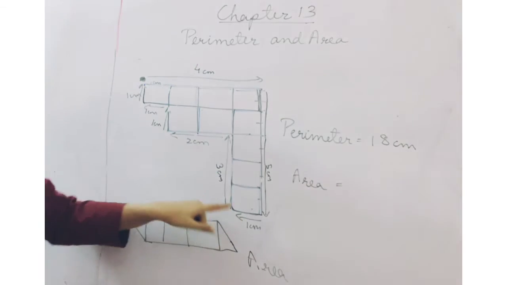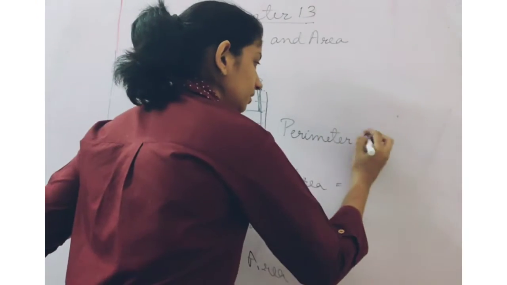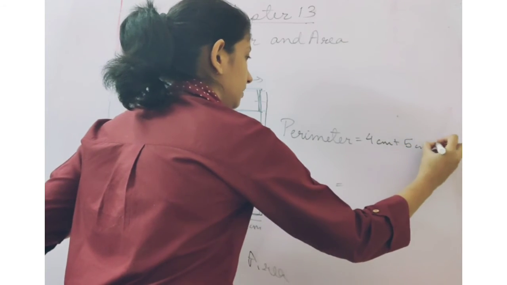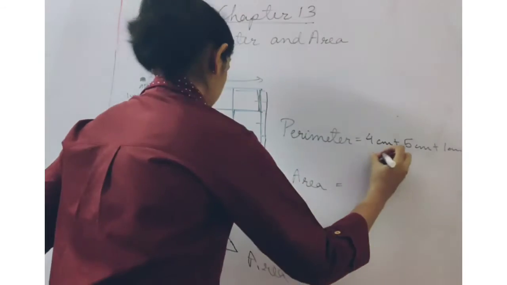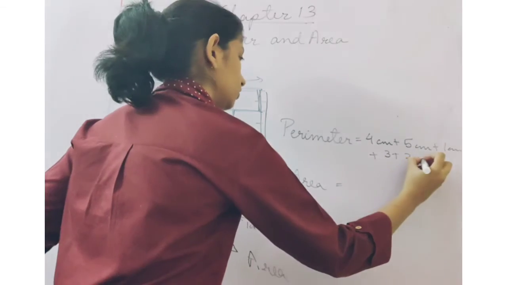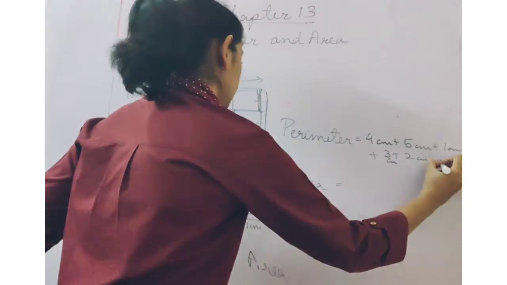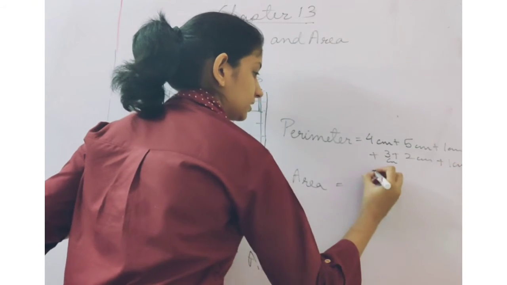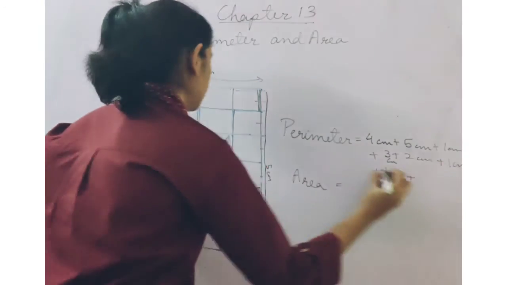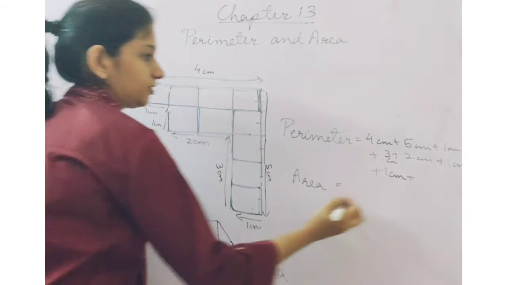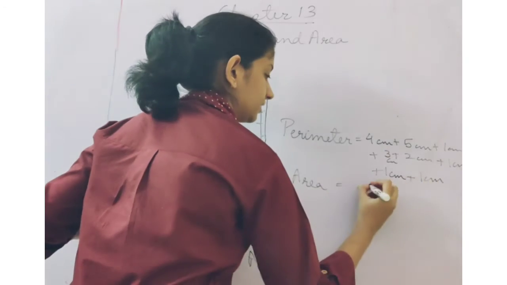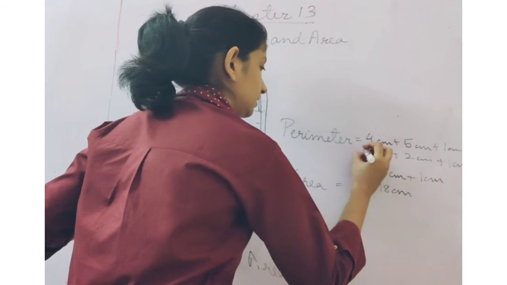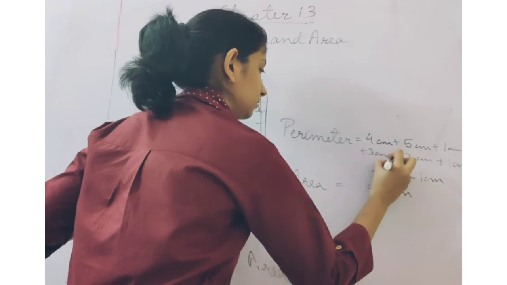4 plus 5 plus 1 plus 3. I write it down: 4 plus 5 plus 1 plus 3 plus 2, plus 1 centimeter, plus 1 centimeter, this one, plus 1 centimeter, this one. So in all it is 18 centimeters.